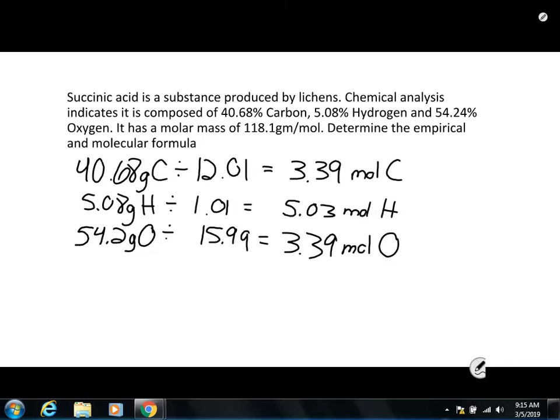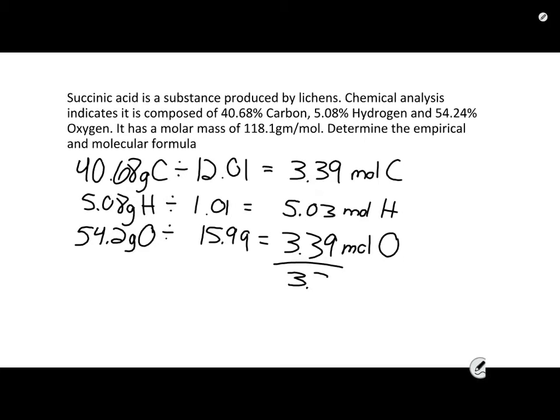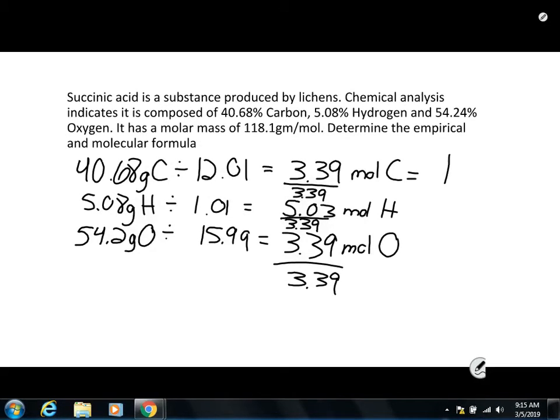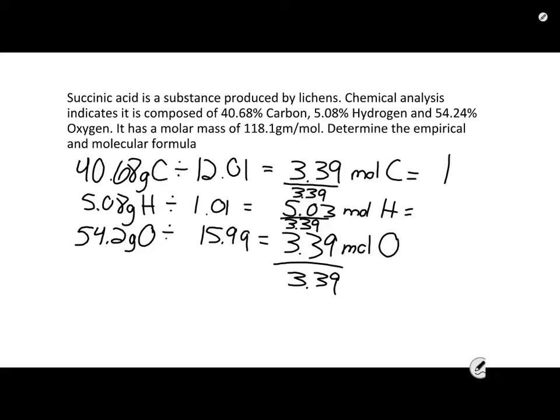Everyone got those or close to it? So now our next step is we have to divide by the lowest number of moles. 3.39 is our lowest number, so I'm going to divide each one by 3.39. And when I do that, I get 1 carbon. What's 5.03 divided by 3.39?